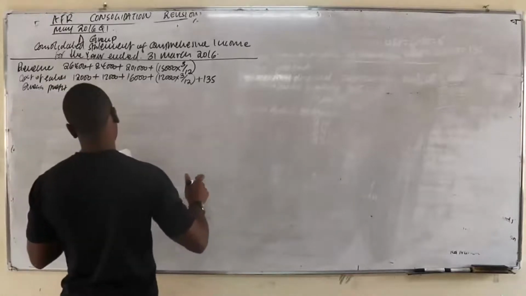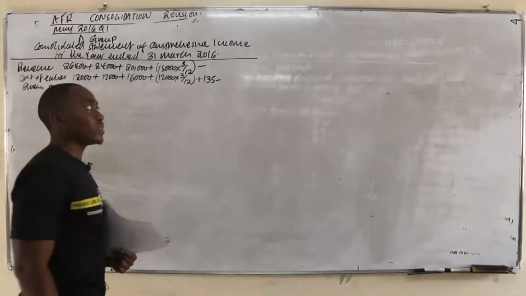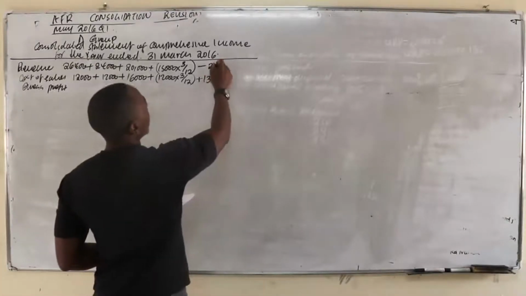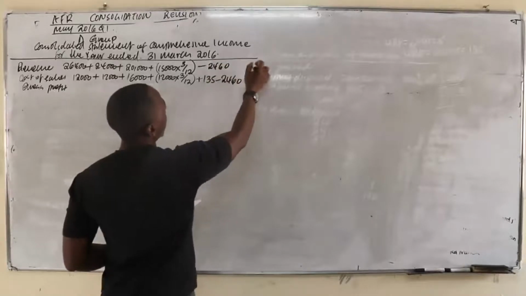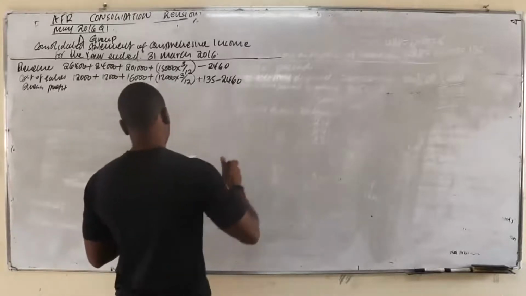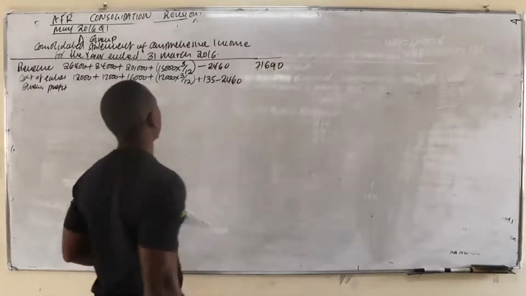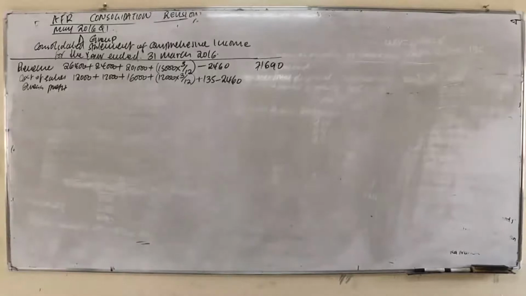Then what else? You eliminate in full. Are you together? Intergroup balances, intergroup sales. How much was the intergroup sales? Good. 2460, 2460. What do you get? This one you get 71,690. What about for the cost of sales? That's 71,690 or 960. 690, eh? Good. Let's go to the cost of sales.